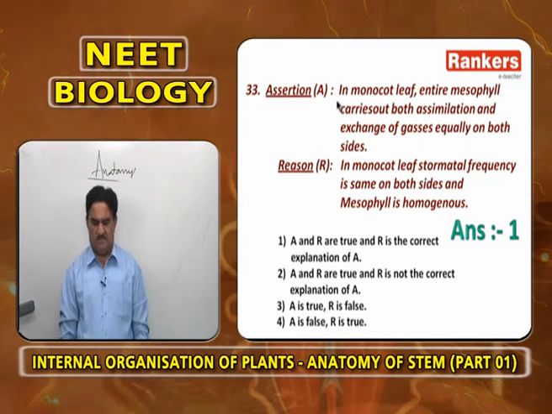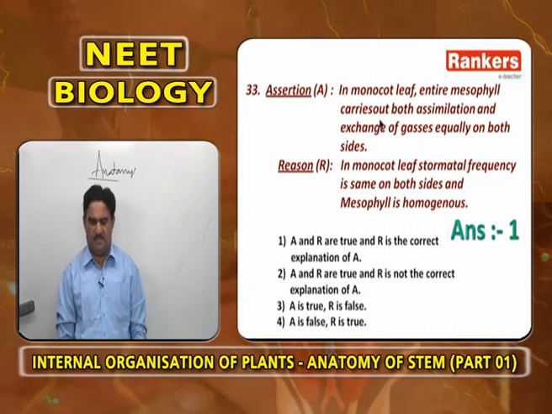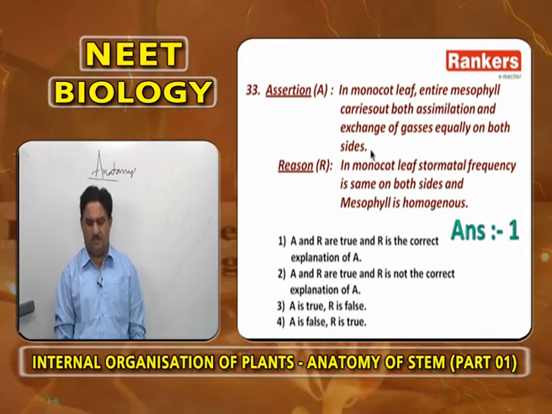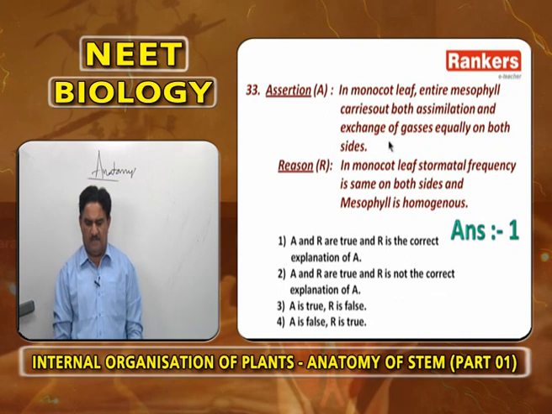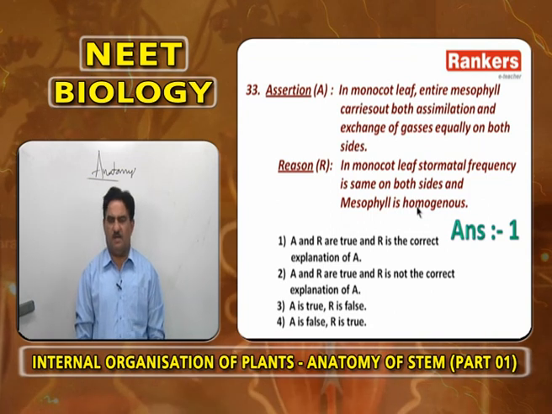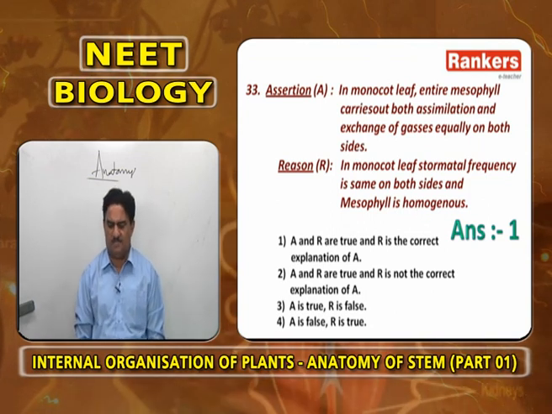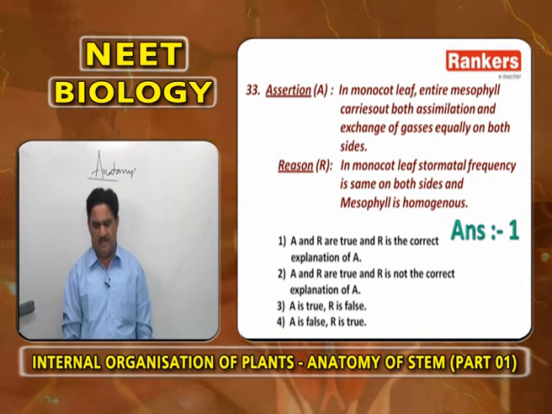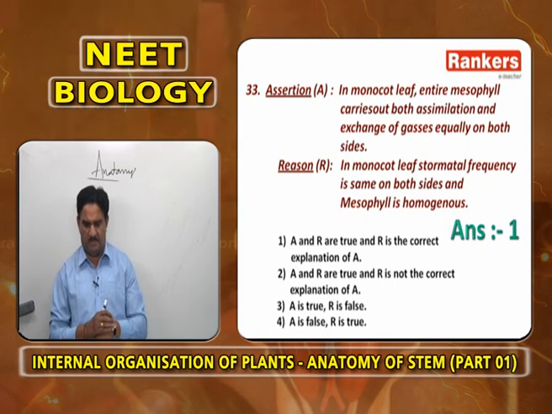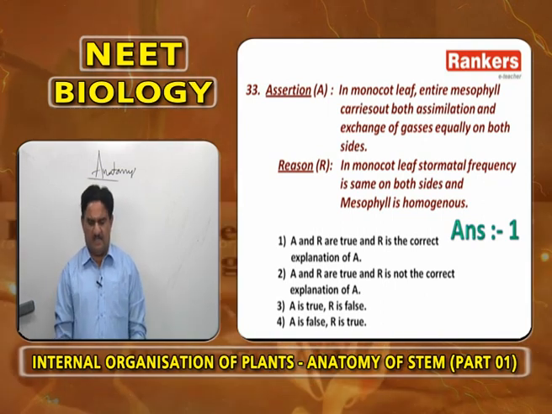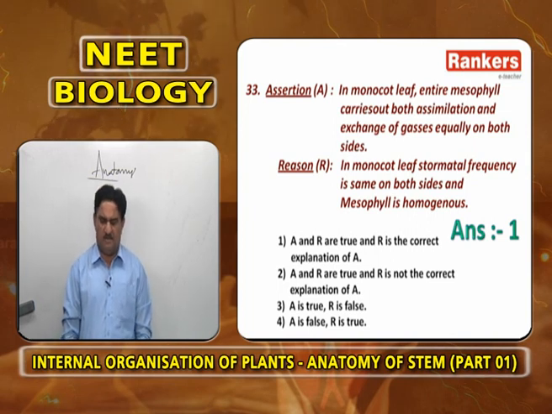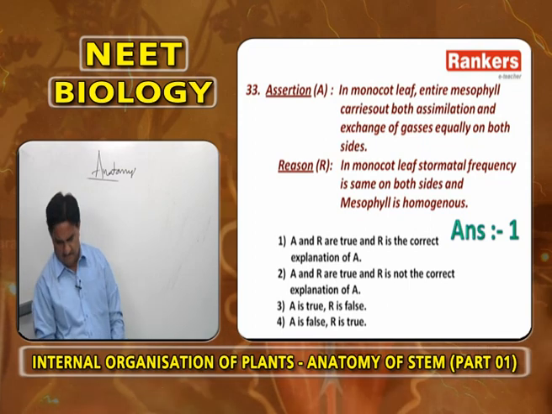It is an assertion reasoning question. In a monocot leaf, entire mesophyll carries out both assimilation and exchange of gases equally on both sides. It is correct because it is homogeneous. In a monocot leaf, stomatal frequency is same on both sides and mesophyll is homogeneous. Why? One is presence of amphistomatous condition that is given. And another is total mesophyll is homogeneous. So, for this answer is 1. A and R are correct. R is the correct explanation of A.